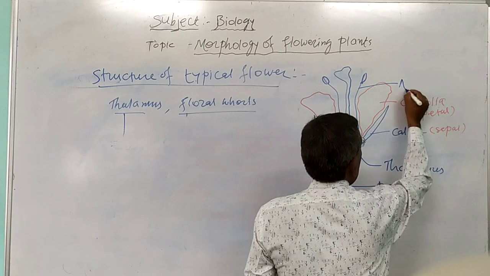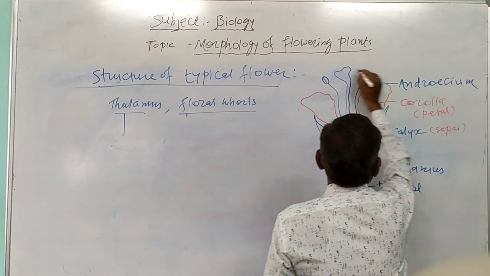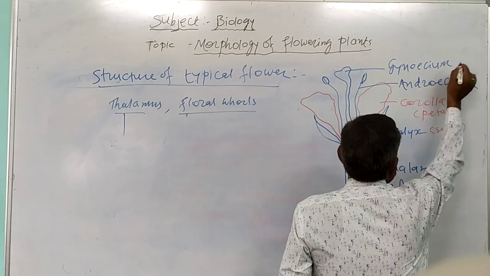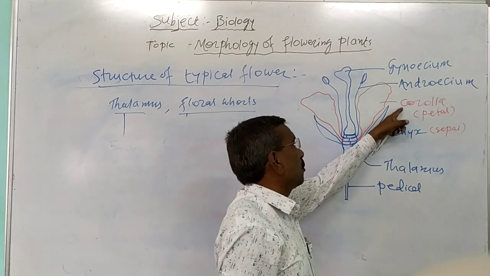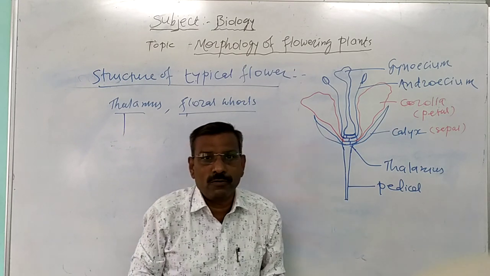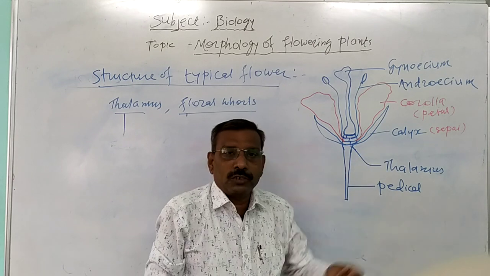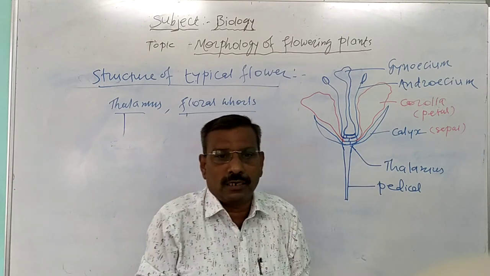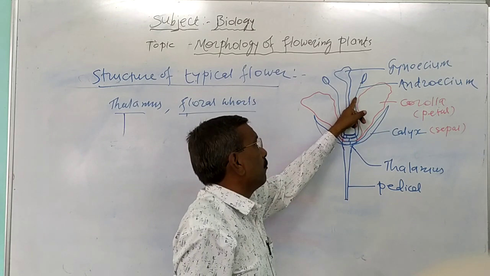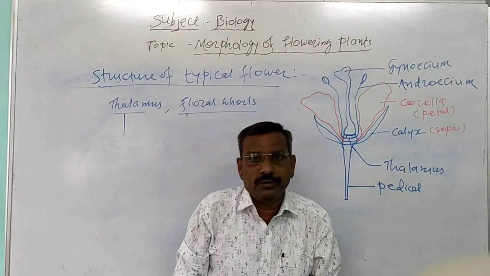Now this one is androecium, and this one is a gynoecium. In this way, the four whorls of the flower are calyx, corolla, androecium, and gynoecium. Androecium is a male reproductive whorl, and gynoecium is a female reproductive whorl. Now we have studied the first two whorls of the flower, that is calyx and corolla. The next third whorl is androecium, and then gynoecium. This we shall continue in the next period.